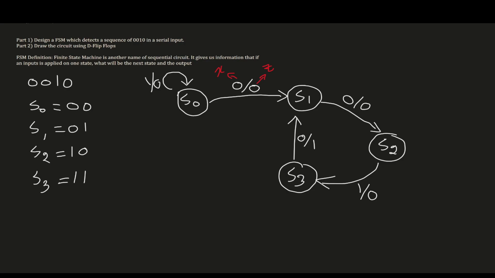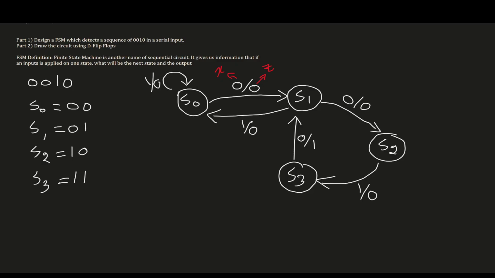So at S1, let's assume that instead of 0, we enter 1, the wrong bit. So this will have 0, 1. So 0, 1 is wrong. So we go back to S0. So from S1, if we enter the wrong bit, which is 1, we go back to S0 and the output will be 0.